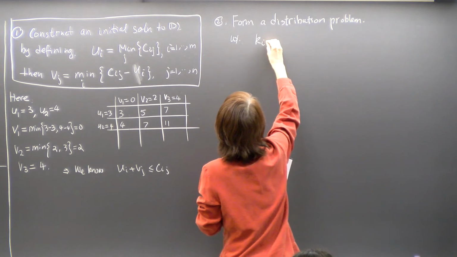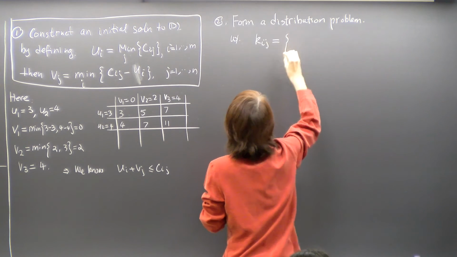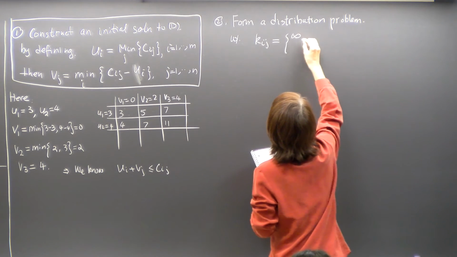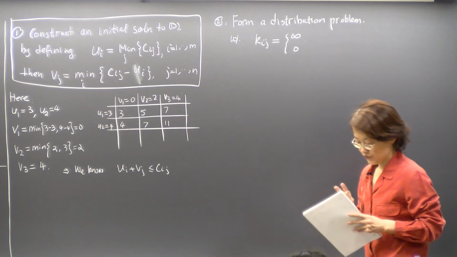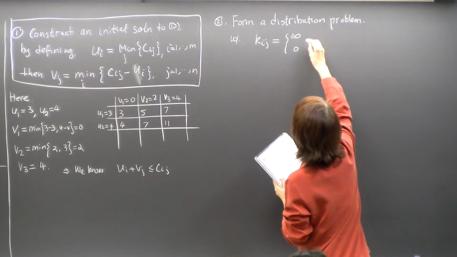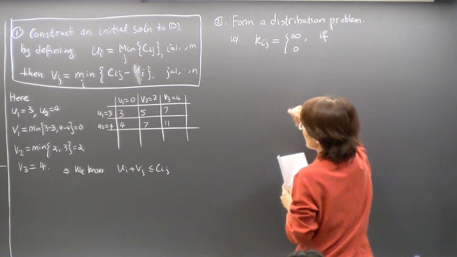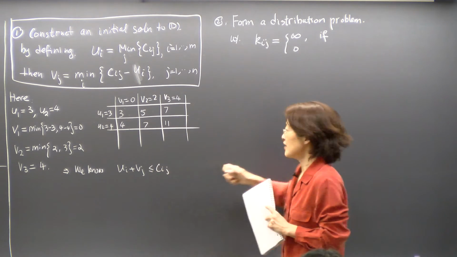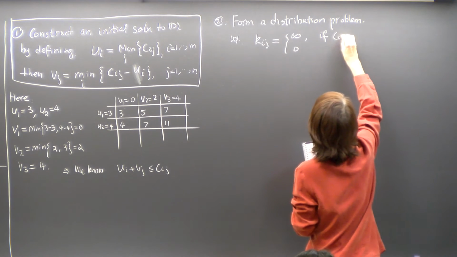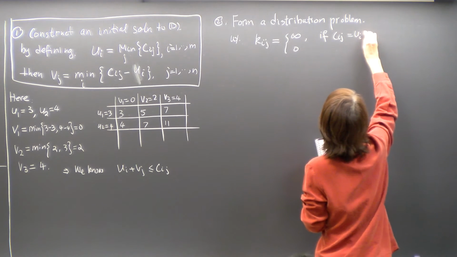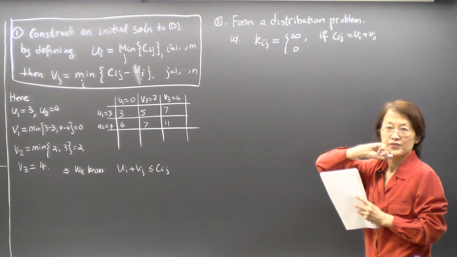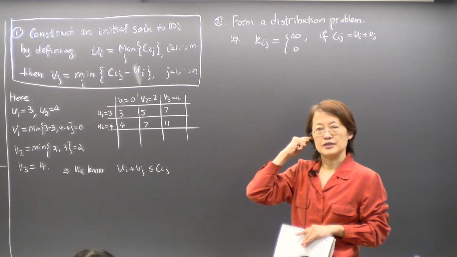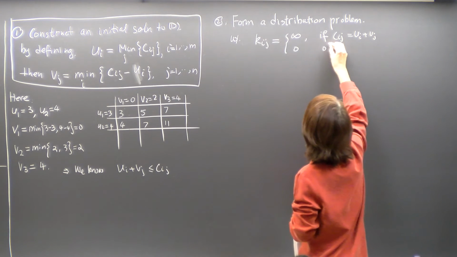So Kij is defined as follows. It only takes value infinity or 0 for two different situations. It will be infinity if in this constraint I have an equal sign, so if Cij equals ui plus vj. And if you have a strictly less than sign, you put 0. Is that clear?